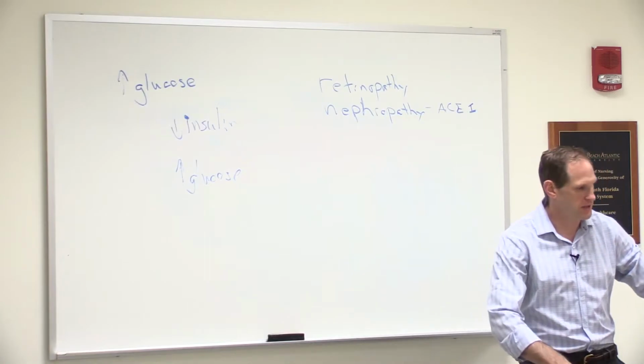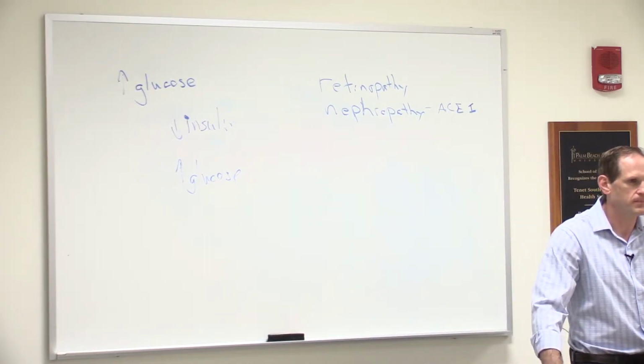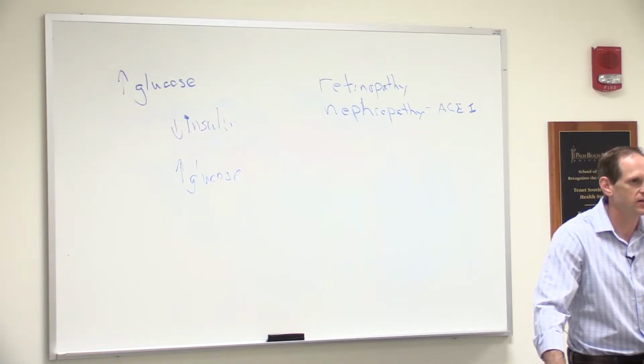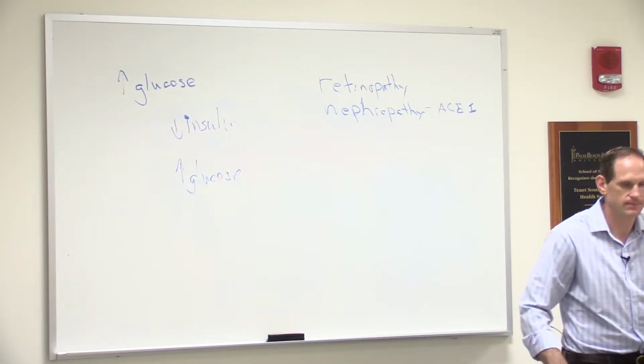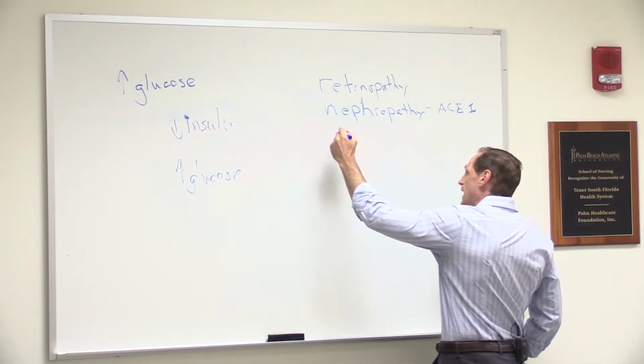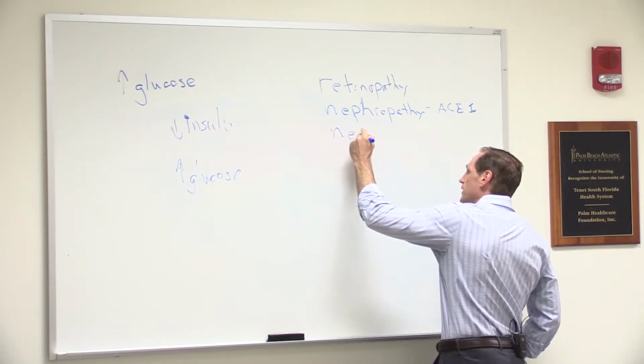Now, we're not going to learn any ACE inhibitor names for now. But for the next test, for test 3, cardiovascular, you will. For right now, all you need to know is: ACE inhibitors do what? Reduce the risk of what? Nephropathy. Okay. All right. The last one is neuropathy.